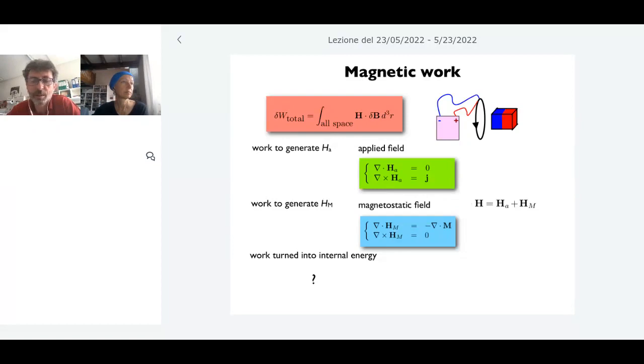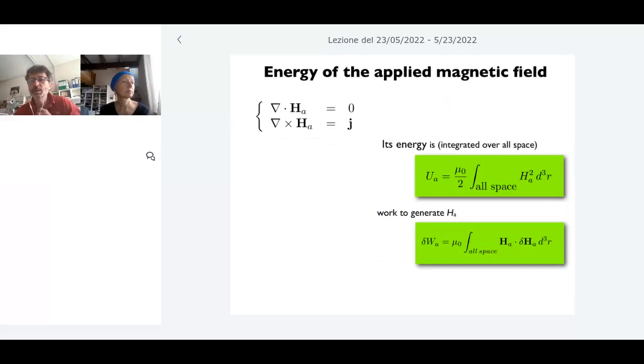And this is very interesting, because we can understand how much goes into Maxwell things and how much goes into something else that we don't know yet and we would like to discover. So let's start to do this. What is the energy of the applied magnetic field? Well, this field is in all space, and the sources are the currents. And this is the simple expression. The energy is the square of the applied field multiplied by mu0 and divided by 2, integrated over the whole space.